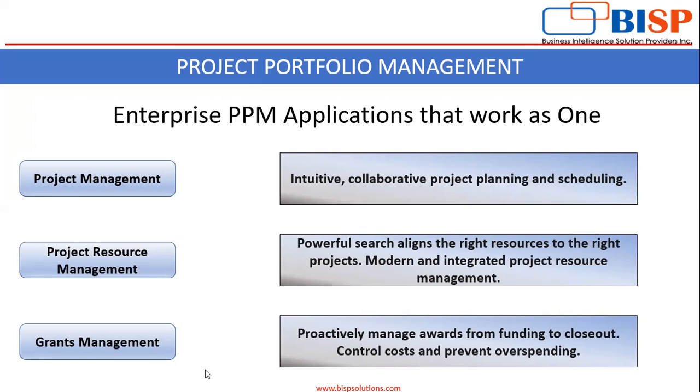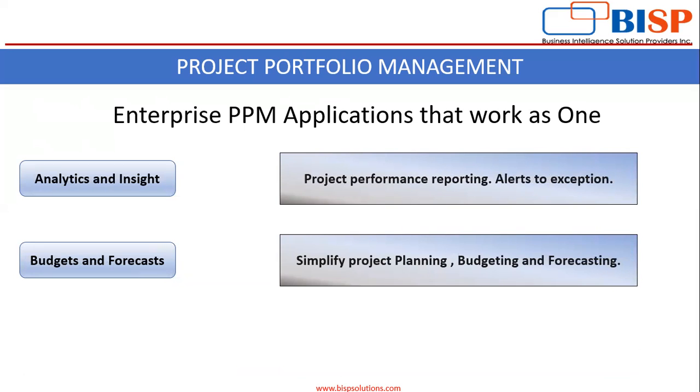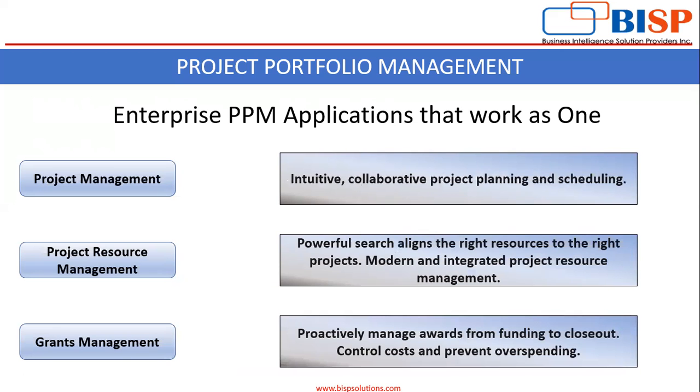So enterprise project portfolio management applications that work as one are project management, project resource management, billing and revenue, cost control, task management, analytics and insight, budgets and forecast. So we will take an overview of these. What does project management do? Intuitive, collaborative project planning and scheduling. Project resource management offers powerful search and aligns the right resources to the right projects, with modern and integrated project resource management. Grants management proactively manages awards from funding to closeout. It controls cost and prevents overspending.